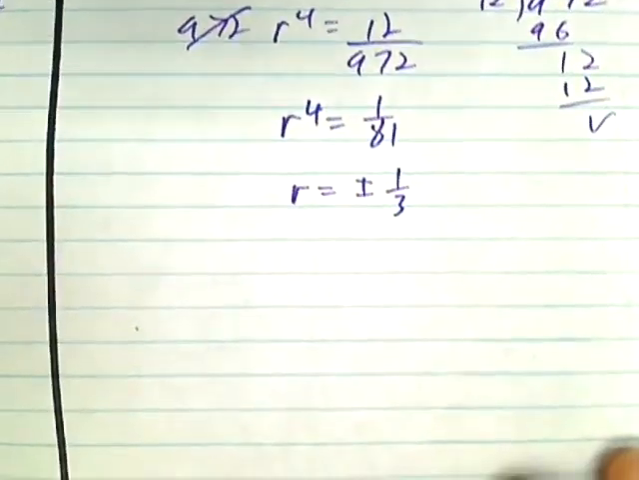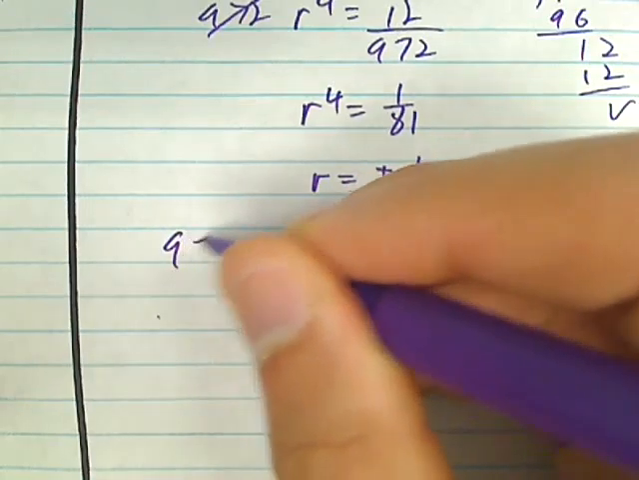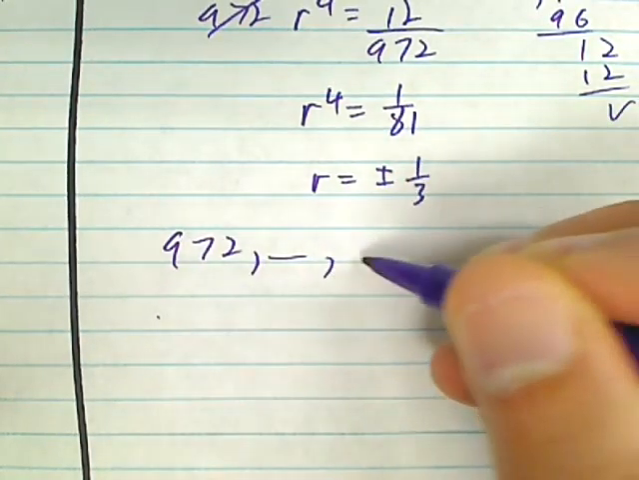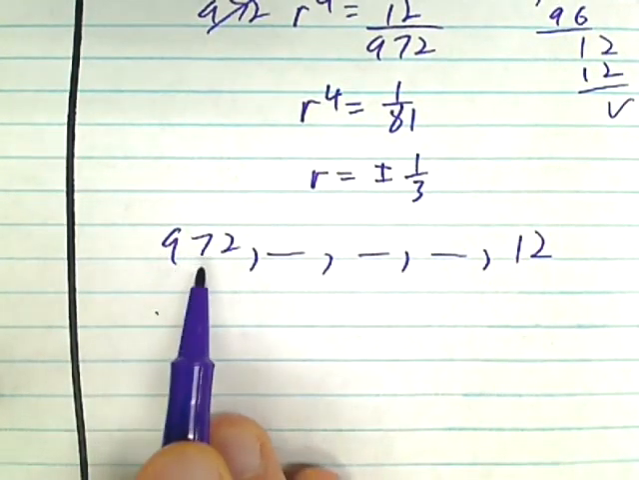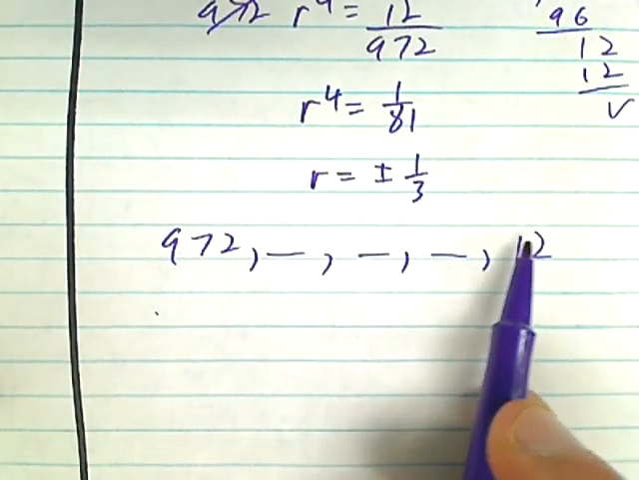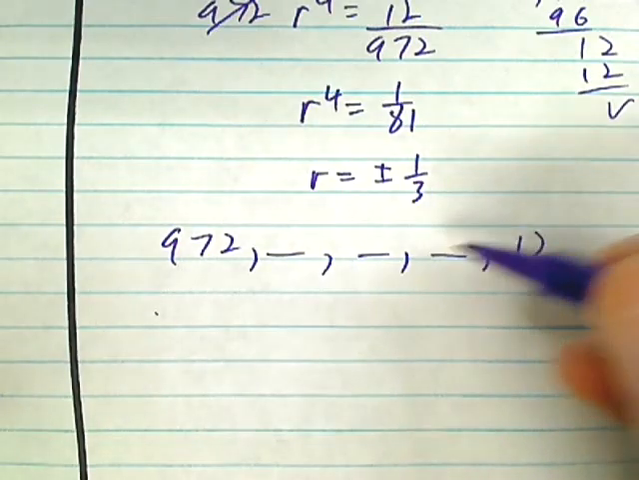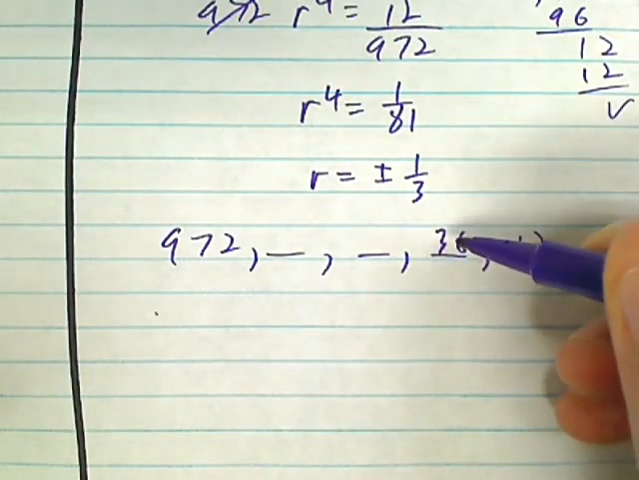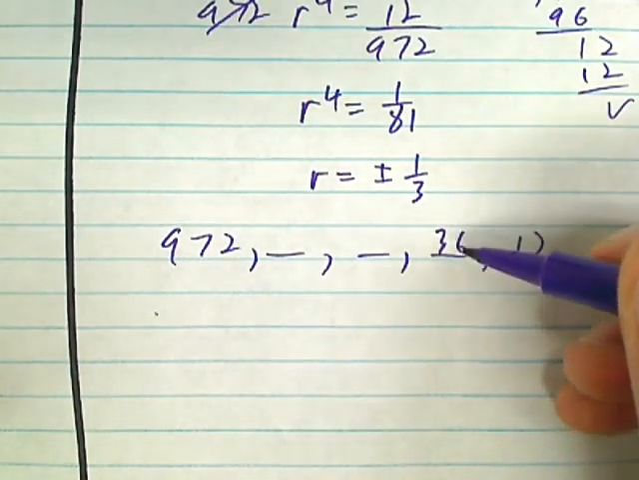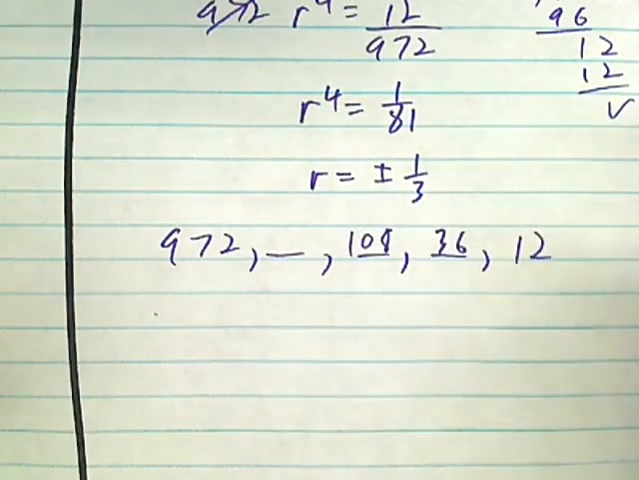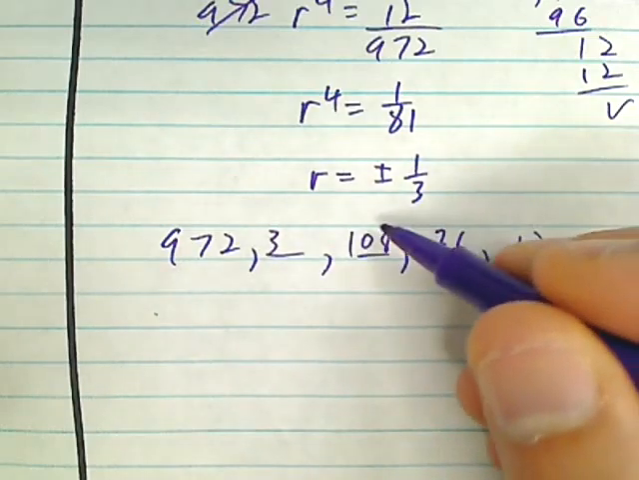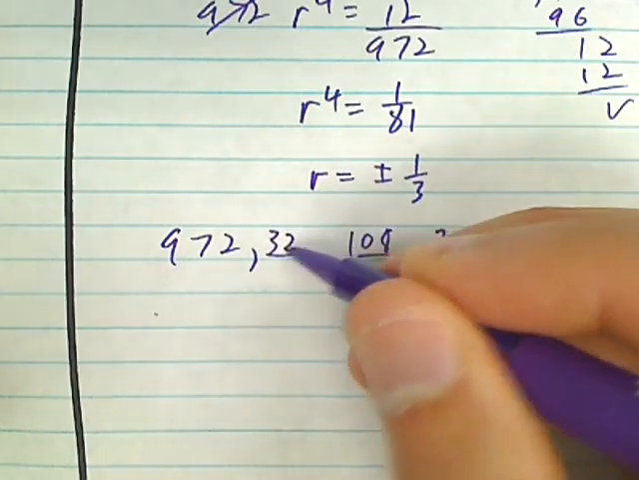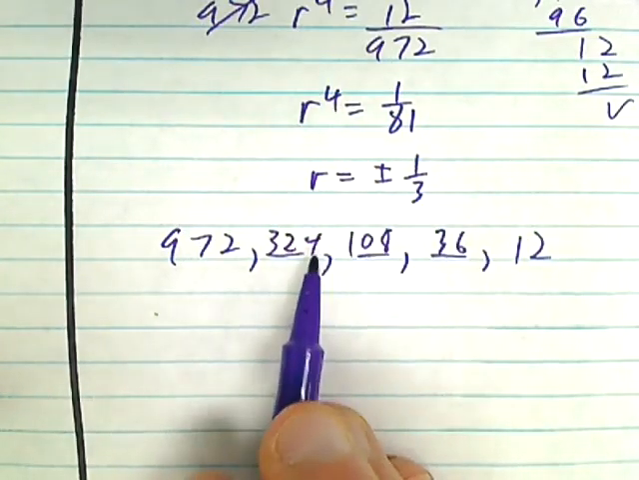So let me rewrite my answer blanks here. 972, blank, blank, blank, 12. You know, we're dividing by 3 each time. That means you're multiplying by 3 each time going the other way. So this is going to be 36 times 3, 108, okay. And times 3 is going to be 324. There we go. And double check that.